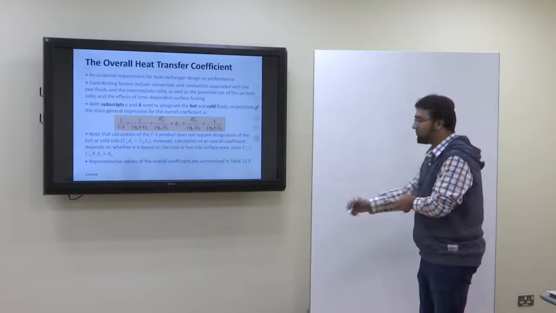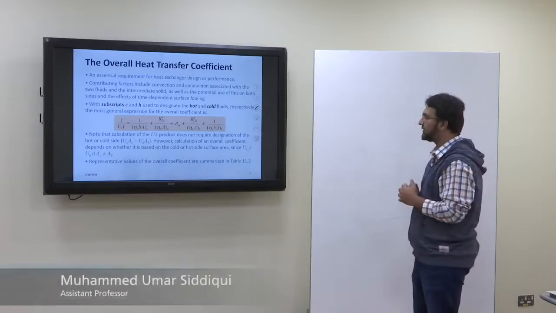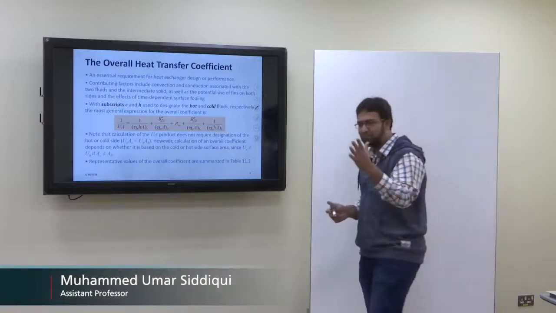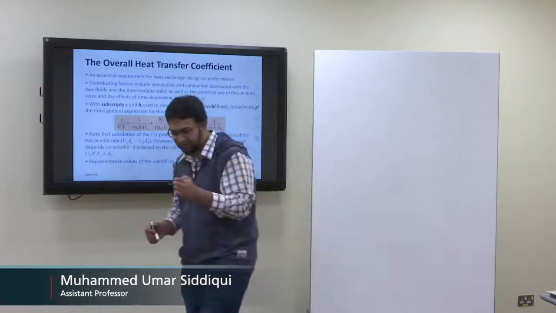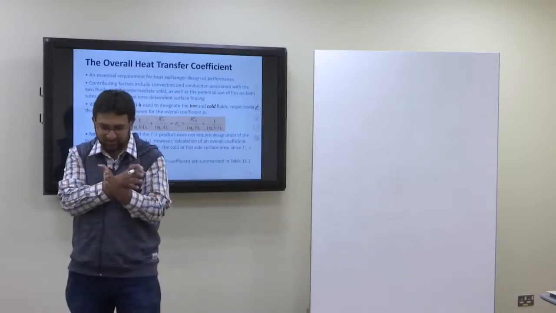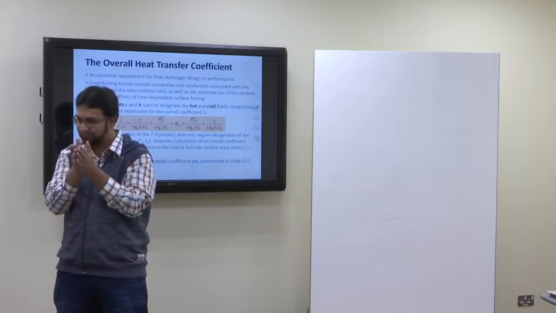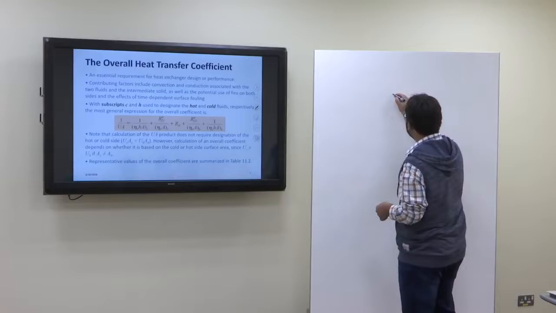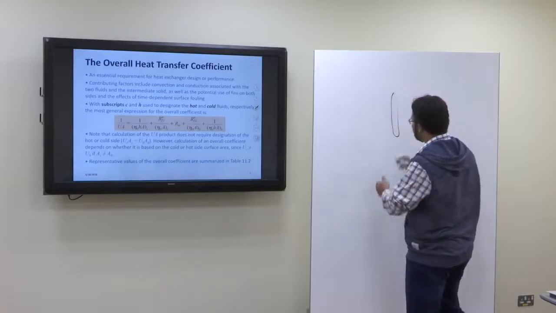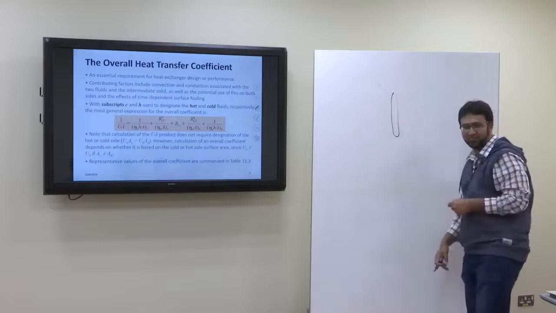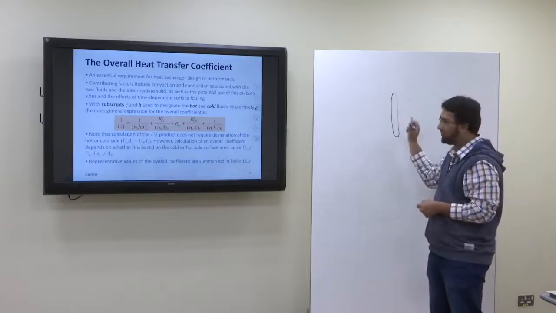Okay, and now suppose you have a heat exchanger. So basically in heat exchangers, what's happening? You have one fluid on one side, the other fluid on the other side, and you have a separating wall. Okay, so suppose this is your wall. We are not discussing that this might be a tube, small section of the tube. Okay, so this is your wall.